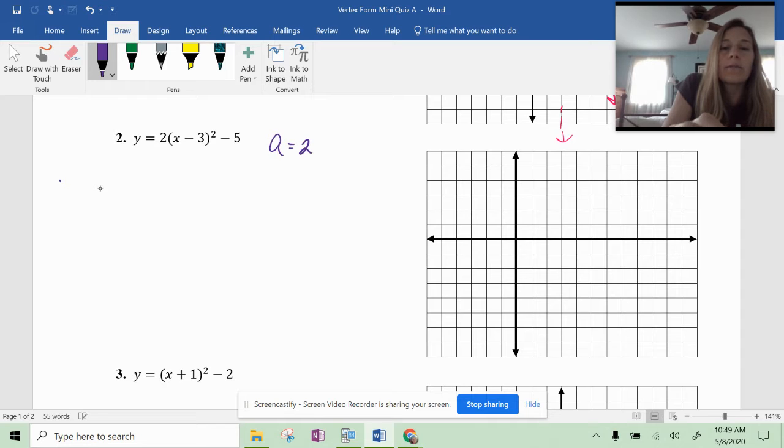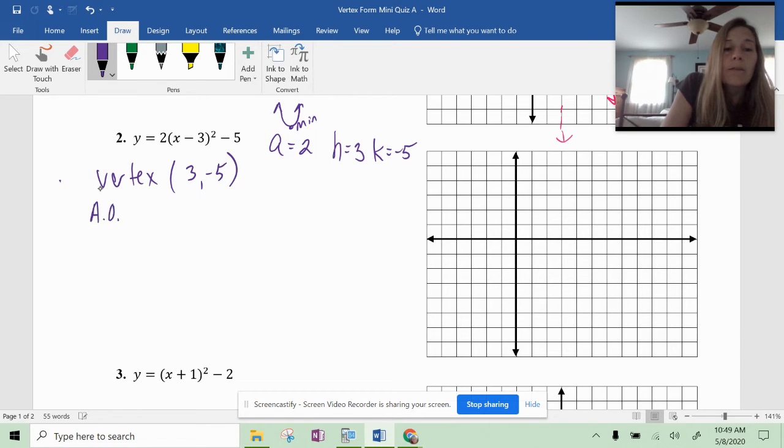A is +2, so that's going to open up, and that's going to give us that minimum. H is +3, and K is -5. So my vertex is going to be (3, -5). My axis of symmetry is the equation x equals 3.